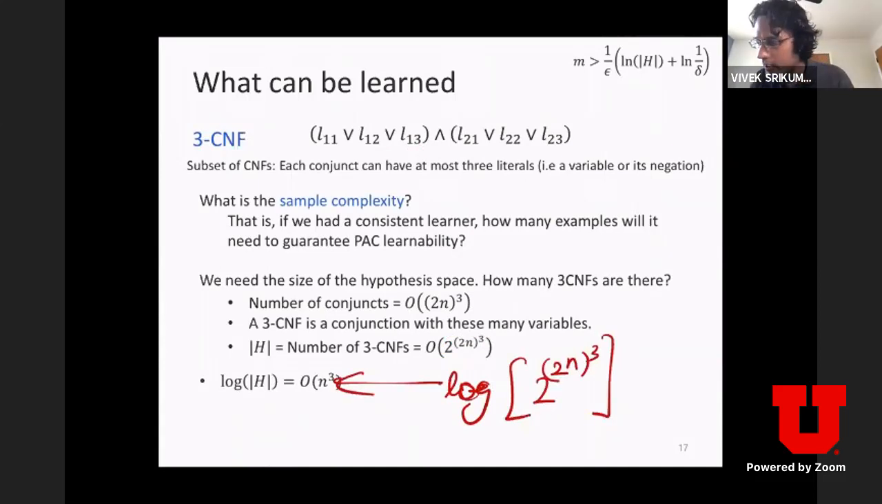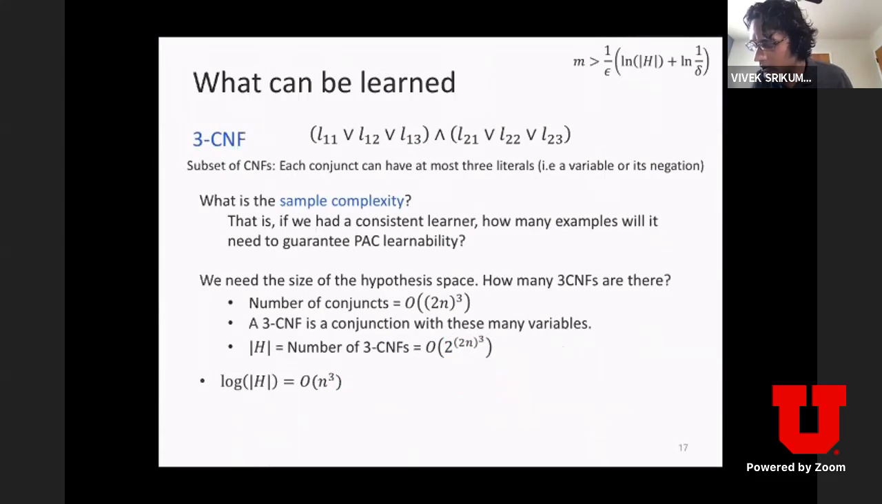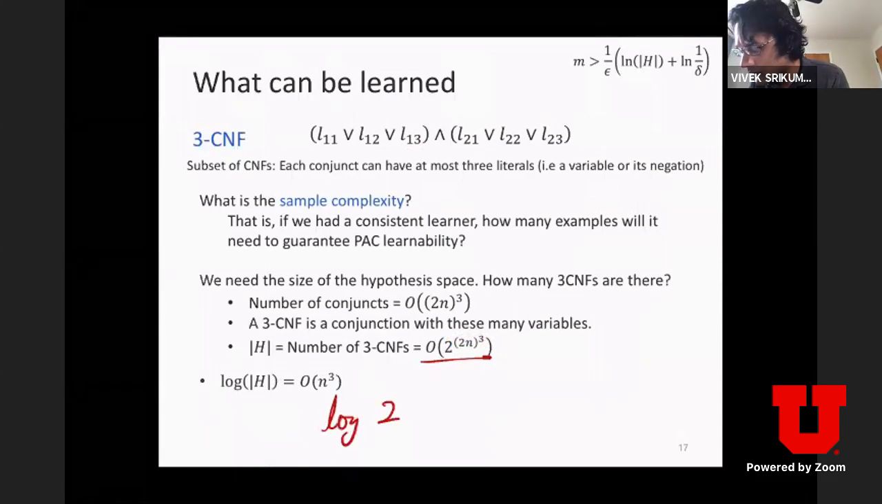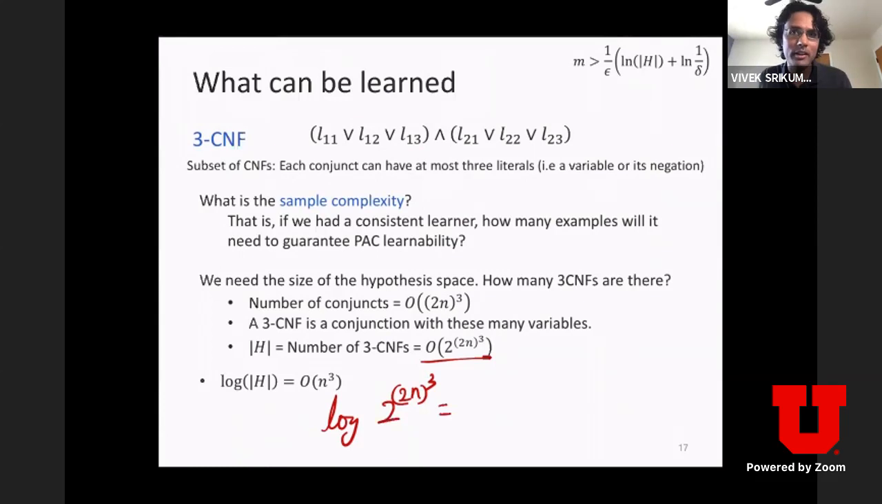Can I explain why n cubed? If you've got 2 power 2n cubed, let's take its log. I'm going to take log to the base 2 just because it's multiplying, otherwise I have to keep a log 2 around. So this is 2n cubed, which is 8n cubed. 8 is just a constant, so it's a cubic polynomial. This just says it's cubic or less. So that's what it is.